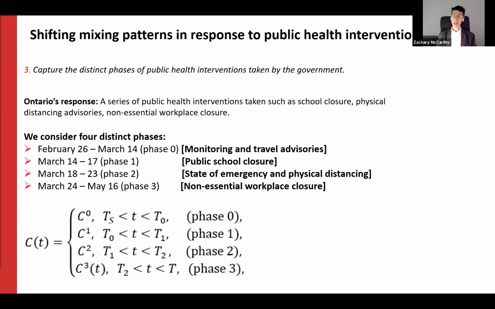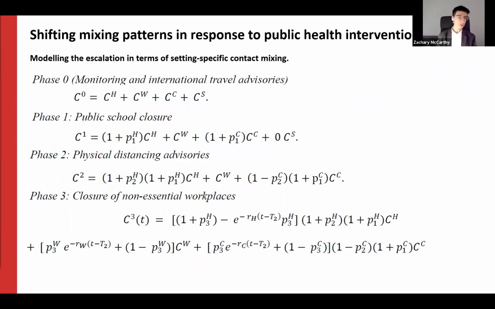So now that we have this mixing profile, we wish to capture the effects of the non-pharmaceutical interventions. So we'll use our 4 settings of contact as building blocks. Recall we have our 4 phases of interventions. We will model this using a time-dependent contact matrix, which is piecewise continuous, with more time-dependent contact in the final phase. So how exactly do we do this?